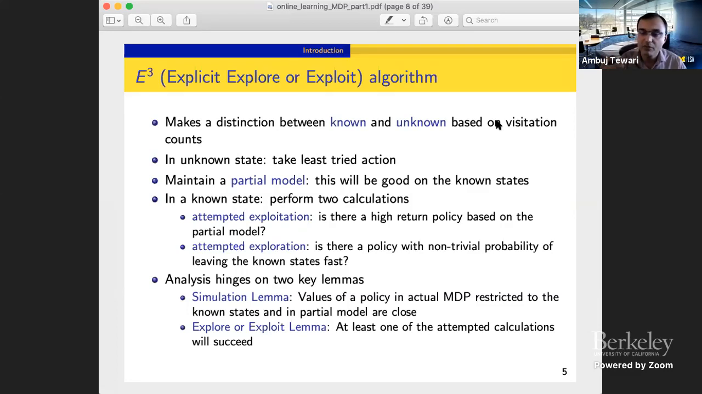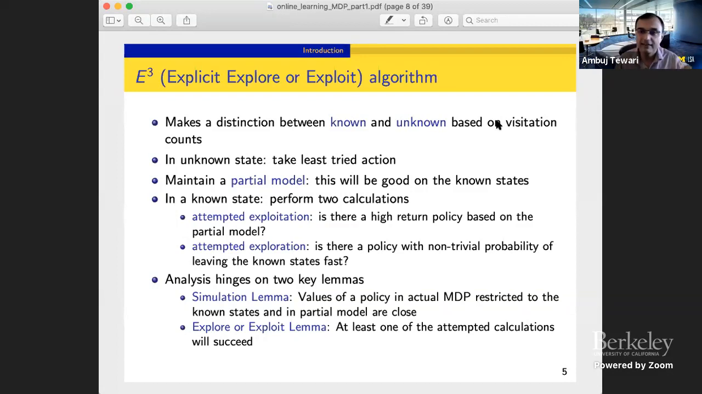Why is the model partial? Because it's only good on the set of known states. You have no idea what's going on outside of the set of known states. You don't have enough experience. So you have a partial model of the MDP. So it's a model-based method, but it only maintains a partial model. Maybe the model will never be a good model everywhere. It just depends on what happens.